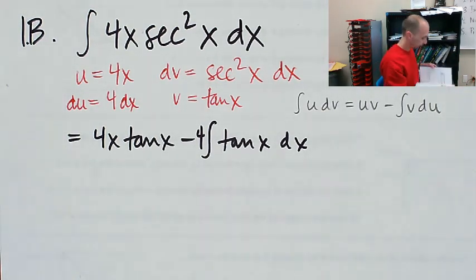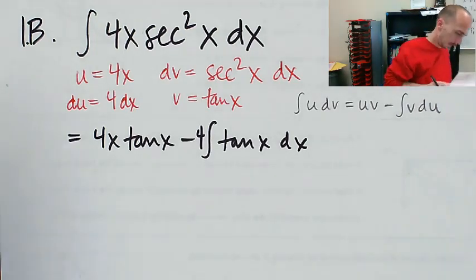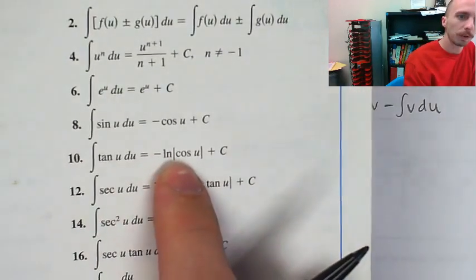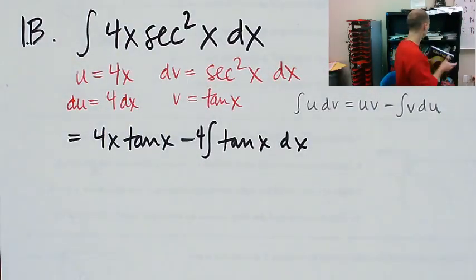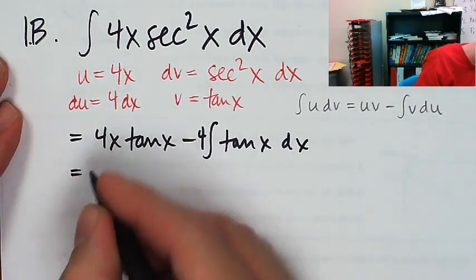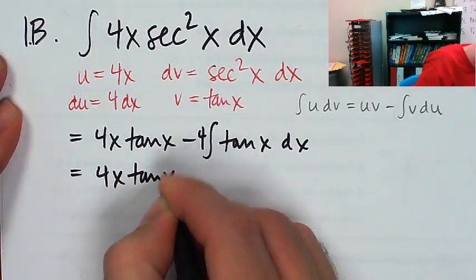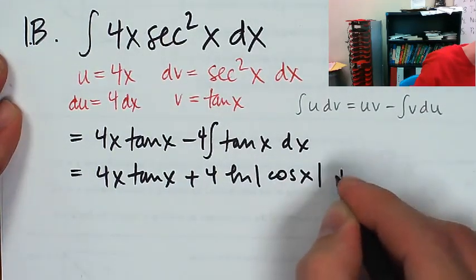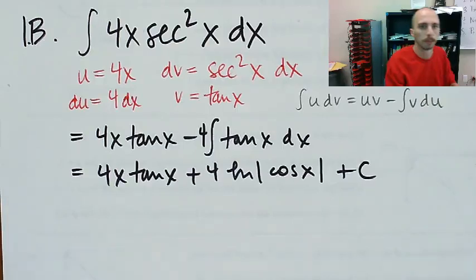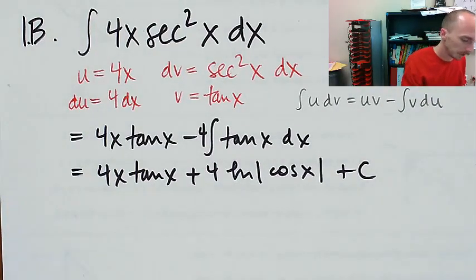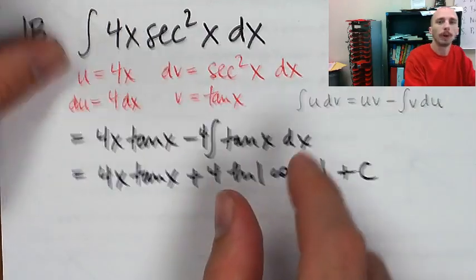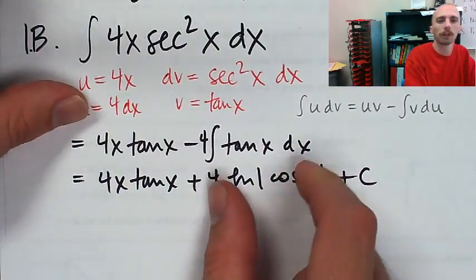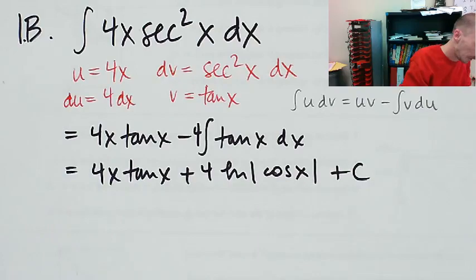I do have a textbook, so let's see. Yeah, negative log of absolute value cosine u plus c. Negative log of cosine. So that's going to be 4x tangent x plus 4 log absolute value cosine x plus c. It wasn't that bad, provided you knew that antiderivative. But I just want to emphasize this is not something you have to know in my class or in AP Calculus at all. And that's an antiderivative.